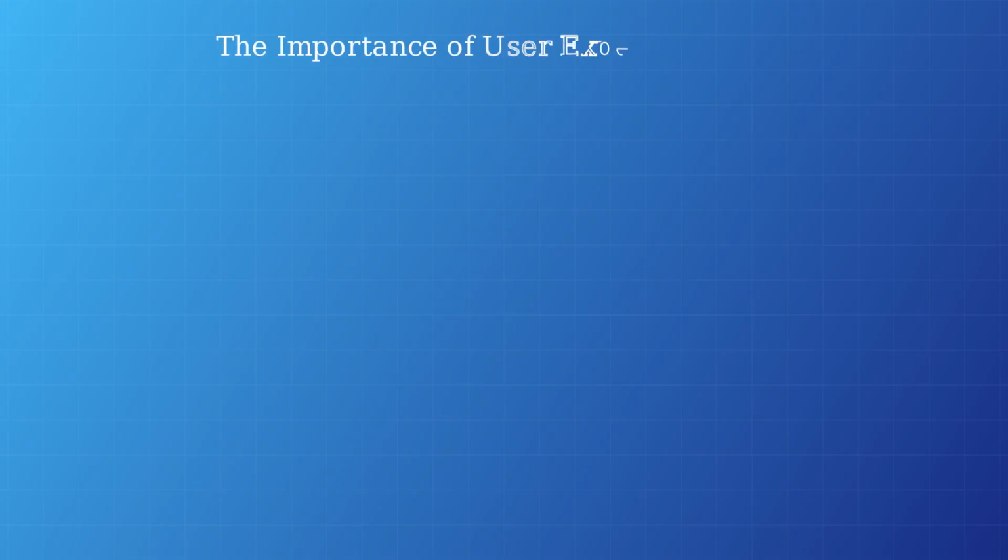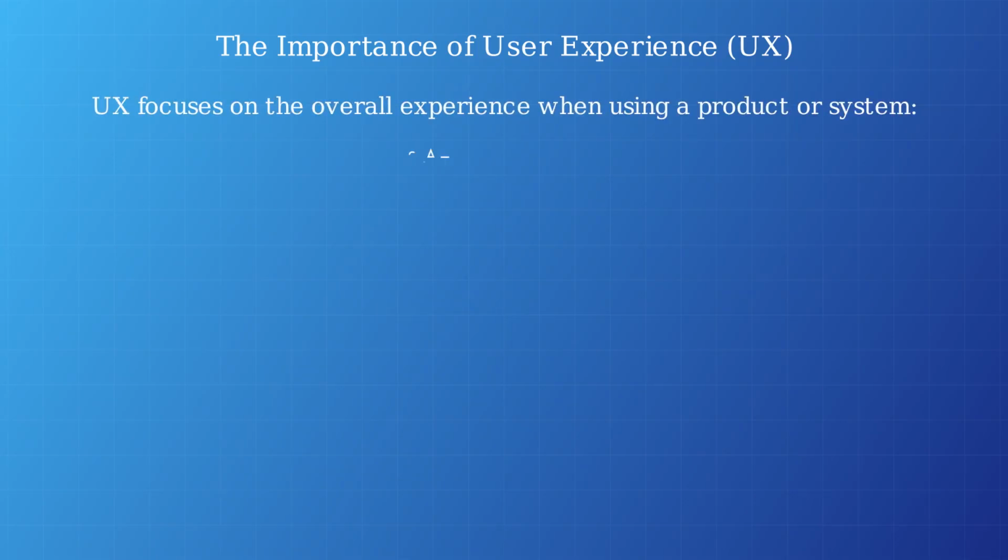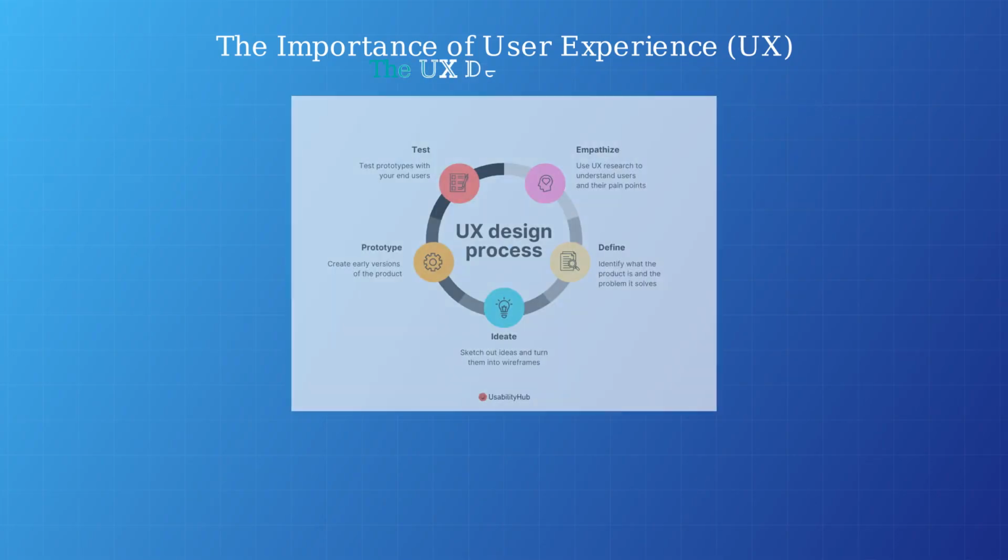User experience, or UX, is a critical component of human-computer interaction that goes well beyond basic usability. UX focuses on the overall experience of using a product or system, including 5 key aspects: aesthetics, emotional impact, user satisfaction, engagement, and accessibility. The UX design process follows a circular flow with 5 important stages: empathize with users, define problems, ideate solutions, prototype designs, and test with real users.